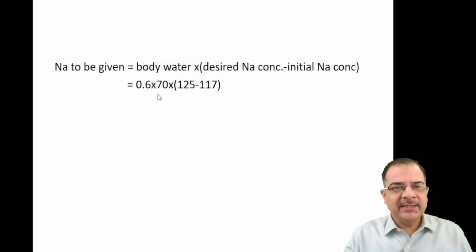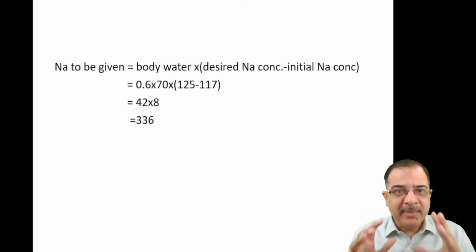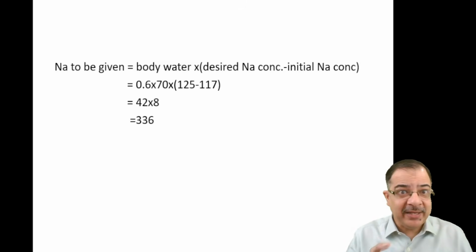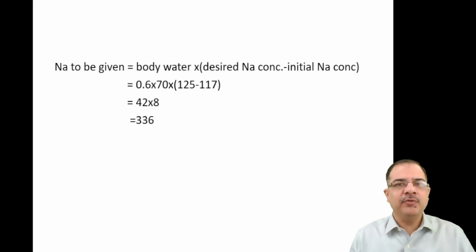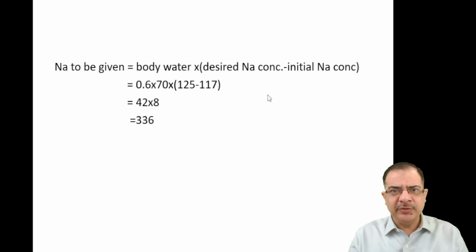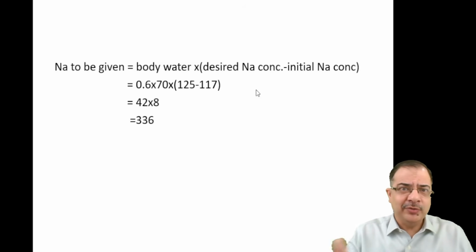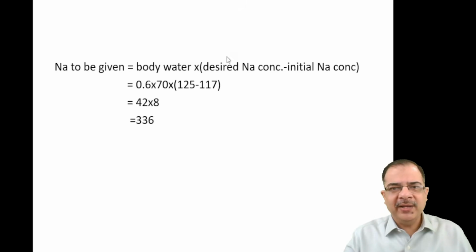Body water is 0.6 into body weight. The patient is male and body weight is 70, so this will be 42 into 8, that means 336 millimoles of sodium should be given in 24 hours. The desired sodium concentration we want to achieve in 24 hours is +8 from the presentation value. That depends on the physician. Some take +10 from the initial value, some take +6. I have taken +8 from the initial presentation value.